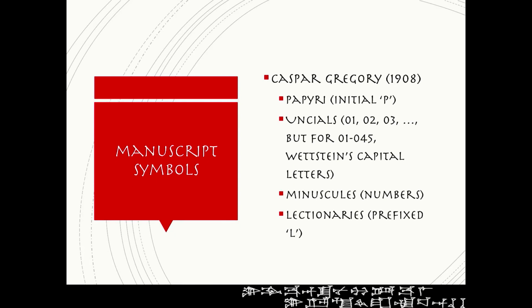Caspar René Gregory, in 1908, identified the papyri using the initial P, so P45, P51. He kept the numbering system of the uncials, the capital letters, with the 01, 02, 03, that's what he utilized, but he kept Wettstein's capital letters for the first 45 uncials. We'll get into that a little more when we start looking at the apparatus. The minuscules, he kept the numbering system, and with the lectionaries, he used the prefix L to identify them.